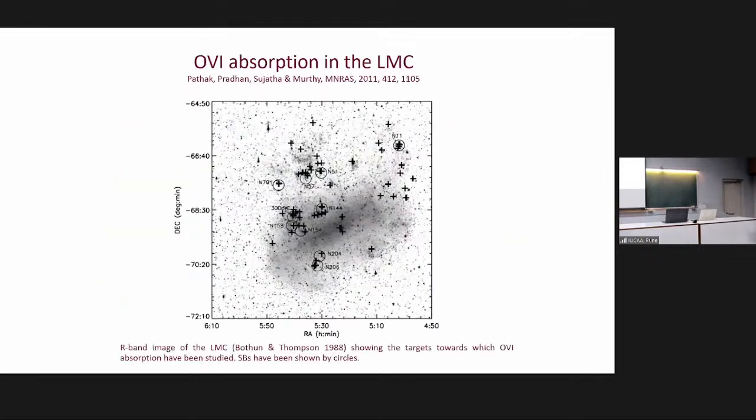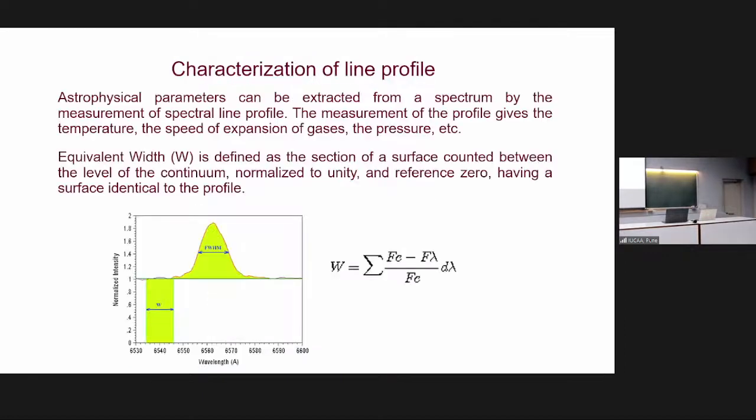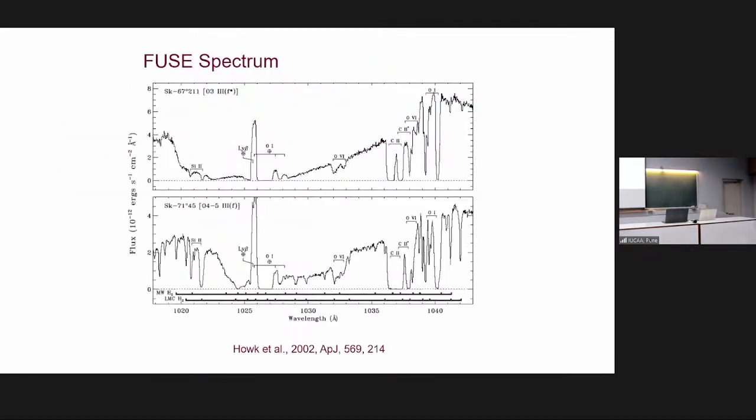So using this, we have done some work. It was published in 2011. What we did was, this is the Large Magellanic Cloud, and we used a telescope known as FUSE, the Far Ultraviolet Spectroscopic Explorer, and we measured the column density of the O6 ion. So this is the FUSE spectrum.